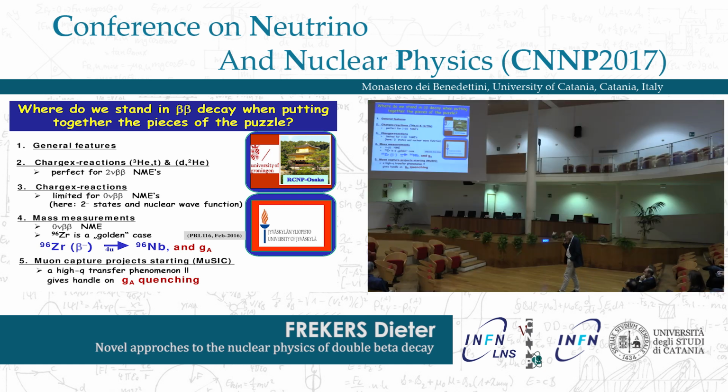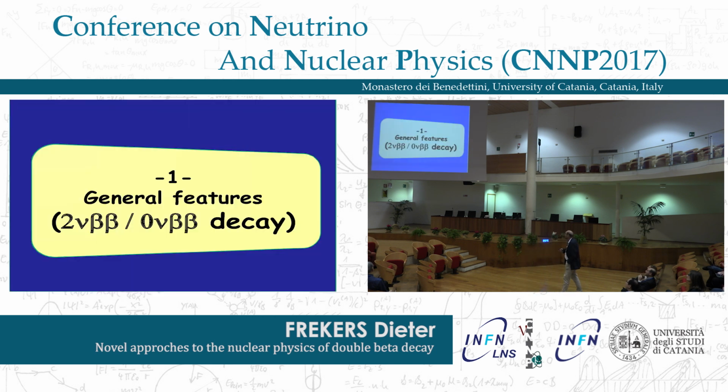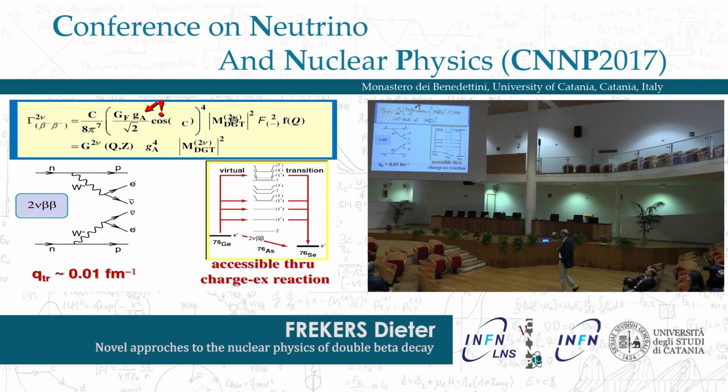Zirconium-96 is a golden case for doing this. And the next one is muon capture. It gives you direct access to the gA quenching. Okay, so I flash over the first 2 things very quickly. Some general features about these decays. We heard that several times.